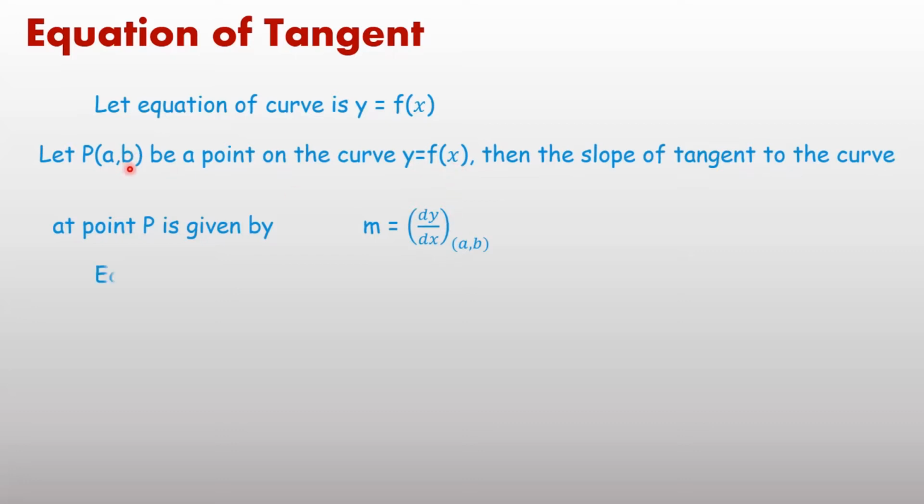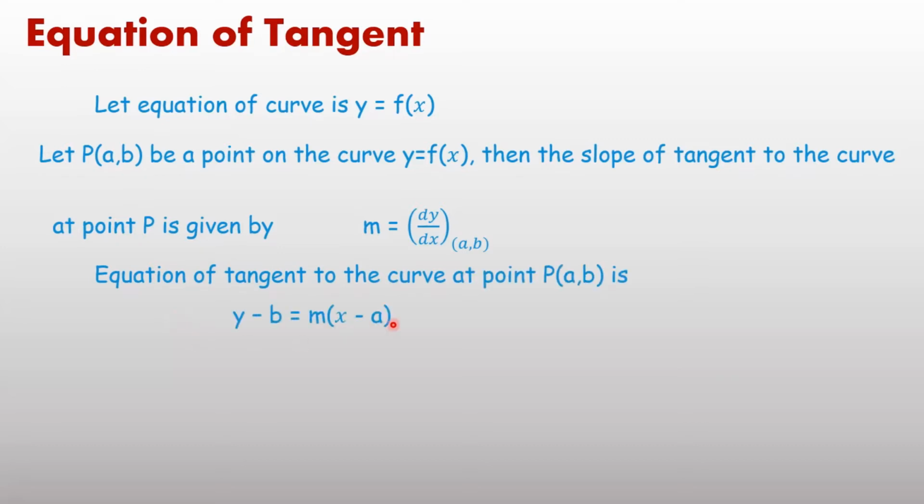And the equation of the tangent to the curve at that point (a, b) we can write as y minus y1 equals m(x minus x1). Here the value of y1 is given as b and x1 is a. Therefore, the equation of tangent is y minus b equals m(x minus a).